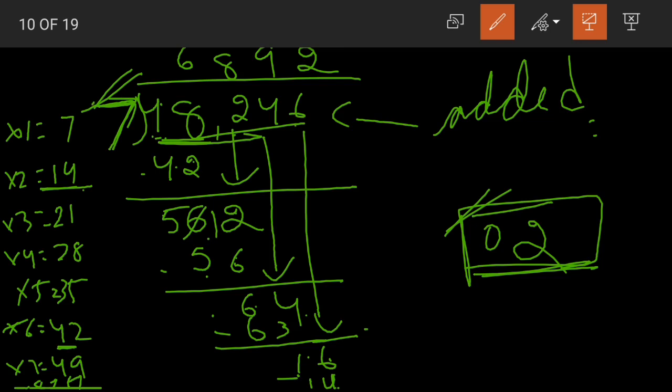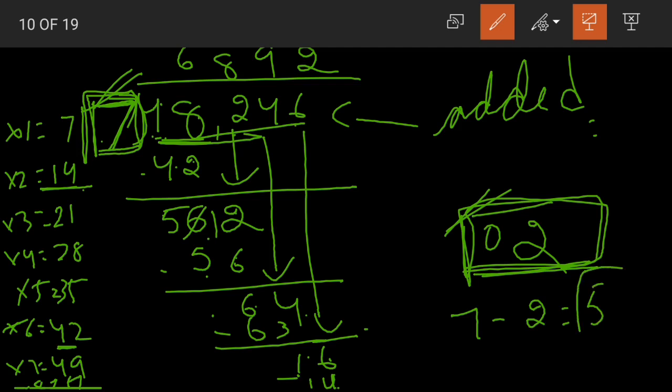Now what is the remainder here? Sorry, what is the divisor here? 7. Now what did we get as our remainder? 2. Yes, so what is the difference between these two? 7 minus 2 is equal to 5. So 5 should be added to the given number so that it becomes exactly divisible by 7.